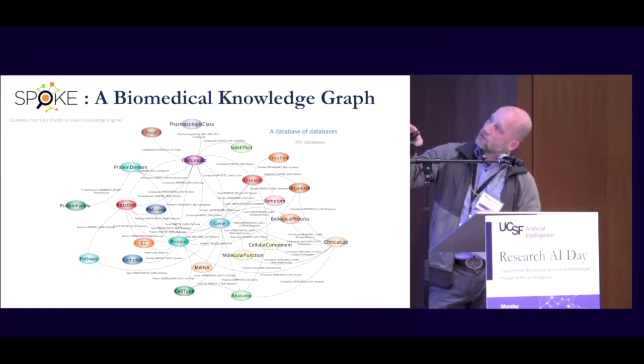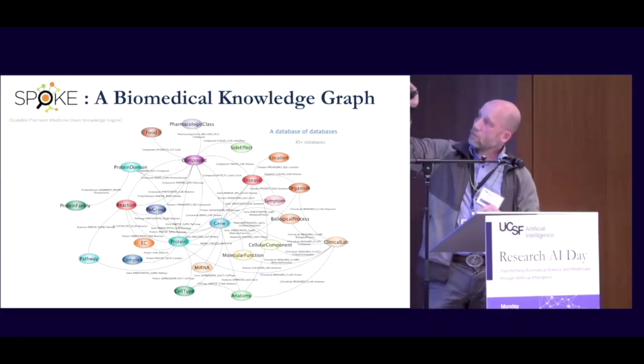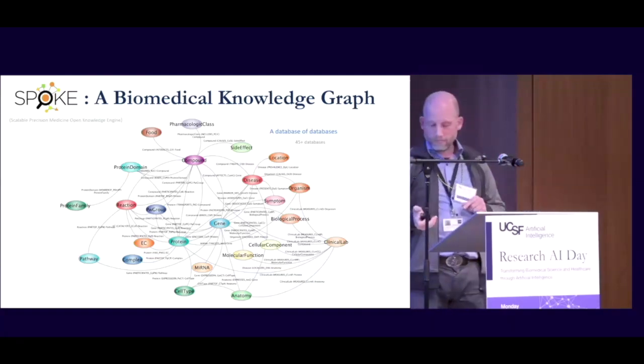For example, if you start with a gene, maybe the gene is associated with a disease, and that disease can be treated by a compound. That compound interacts with a protein, and so on. Okay.